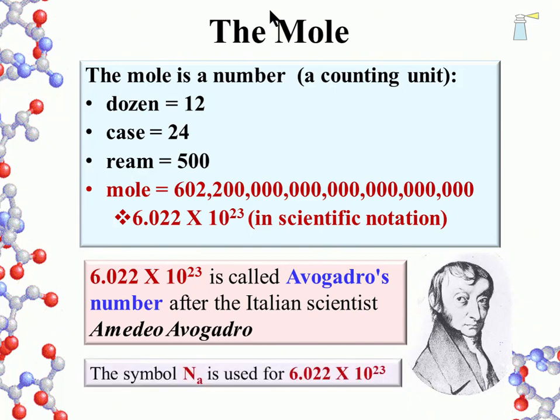Additionally, the symbol N subscript A is used for Avogadro's number. So there are 4 ways to express this value. 1, 6.022 times 10 to the 23rd. 2, just calling it a mole. 3, calling it Avogadro's number. And 4, that shorthand N sub A. Avogadro's number will follow us the rest of the way through the study of chemistry.